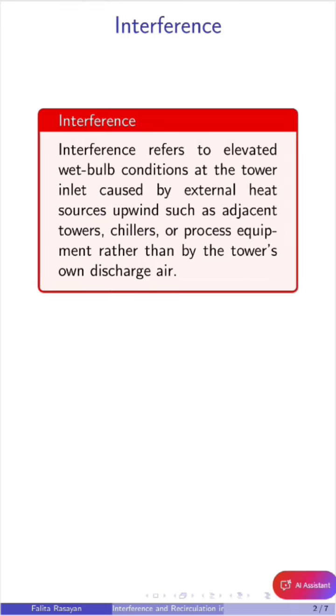To begin with, interference refers to elevated wet bulb conditions at the tower inlet caused by external heat sources upwind, such as adjacent towers, chillers, or process equipment, rather than by the tower's own discharge air. So, in case of interference, the hot air comes from another source than the tower itself.